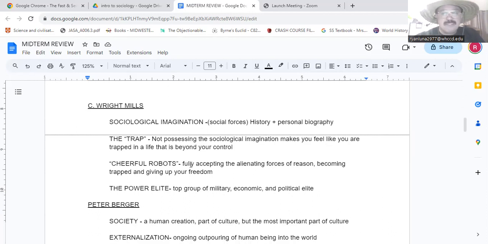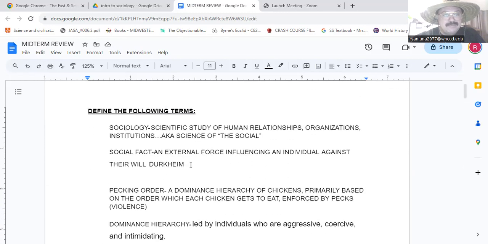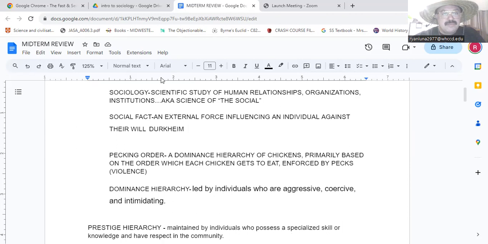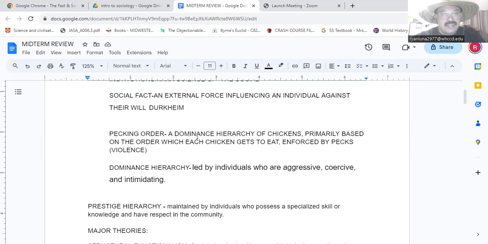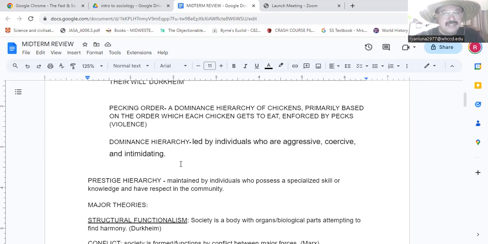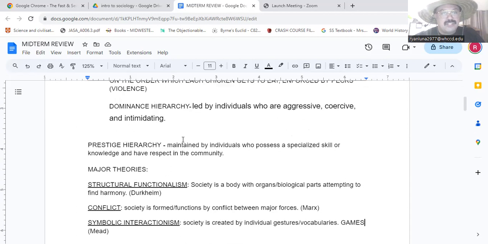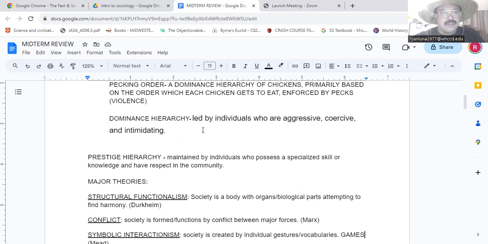So again, the structure of the beginning is basic ideas about sociology, the definition of the word sociology and social fact. But I want to prove to you that the social world exists. So that's why I bring up pecking order and chickens. Usually I can convince people through animals first. And then from that kind of hierarchy of chickens, we go to hierarchy of people.